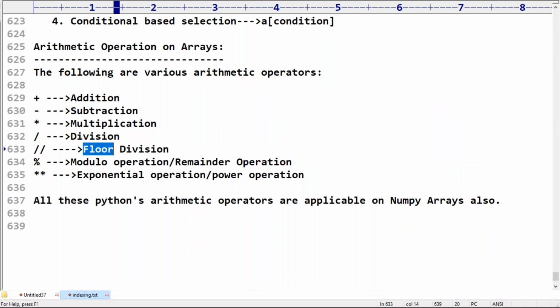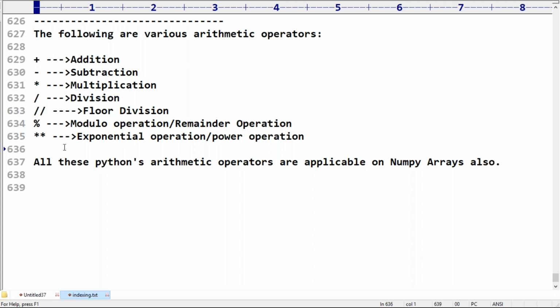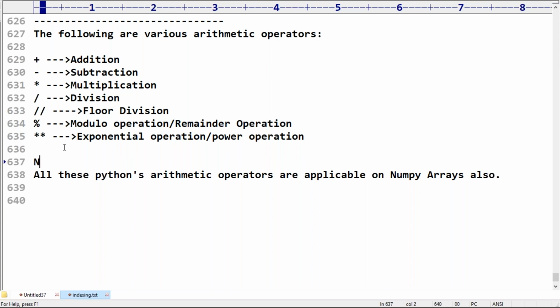Ceiling value means the next value. In several languages we have this type of thing too. Let me take one small point about this one: the result of the division operator.